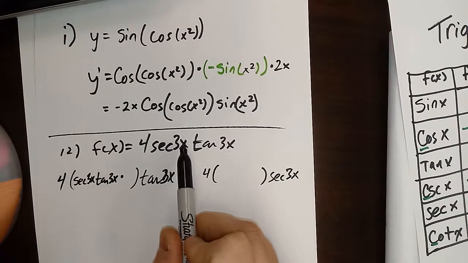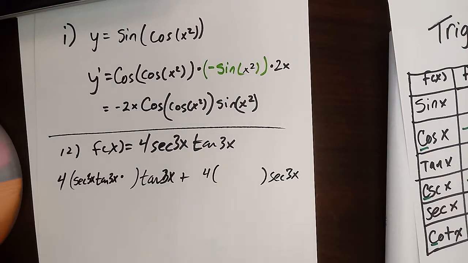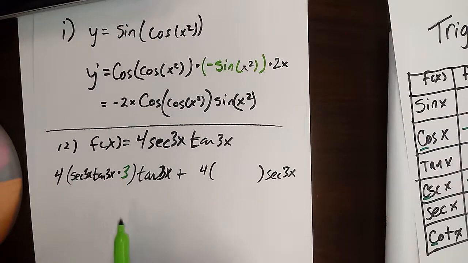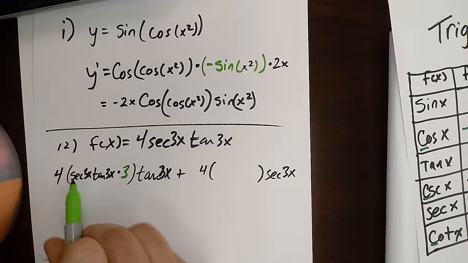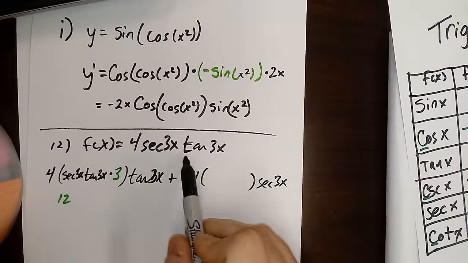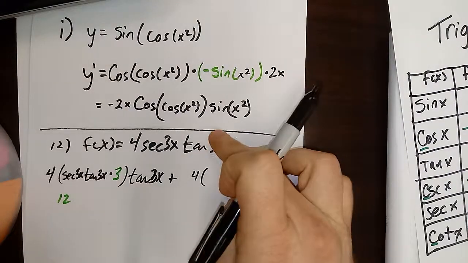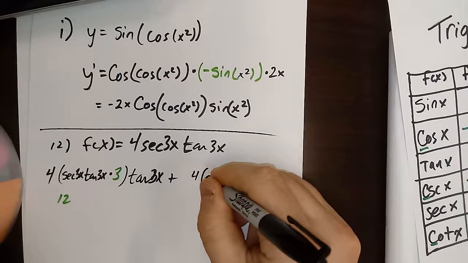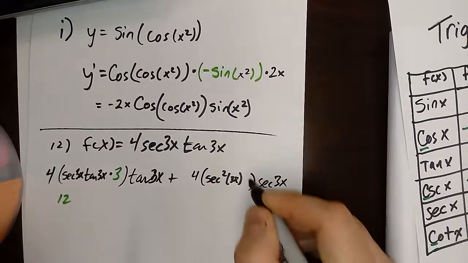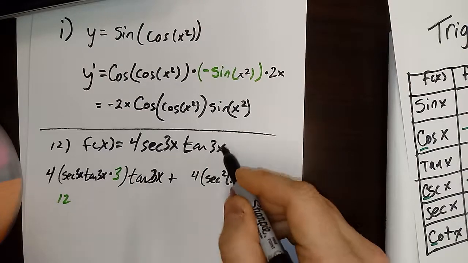What was the inside of that? 3x. So what's the derivative of that? Just 3. So you could put a 3 out front there. So we could get 12 out front of all this business. And there's some cleaning up we could do. But similarly over here, the derivative of tangent, ignoring the 3x, is secant squared. So we have a secant squared 3x times the derivative of the inside. Derivative of the inside is 3.